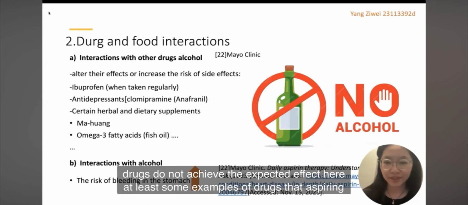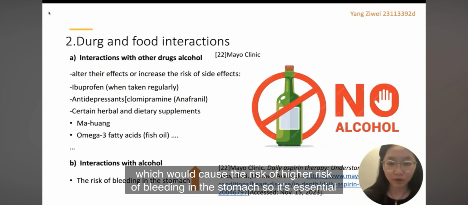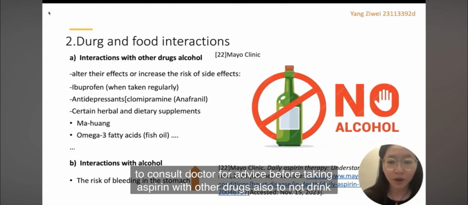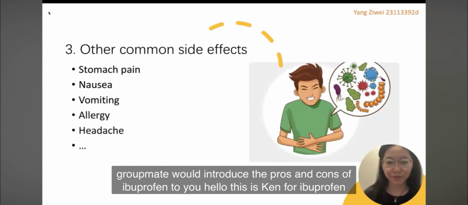Here I list some examples of drugs that aspirin possibly interacts with. In addition, aspirin could also interact with alcohol, which would cause a higher risk of bleeding in the stomach. So it's essential to consult a doctor for advice before taking aspirin with other drugs. Also, do not drink alcohol. And here is a list of other common side effects caused by aspirin. And then my group mate will introduce the pros and cons of ibuprofen to you.